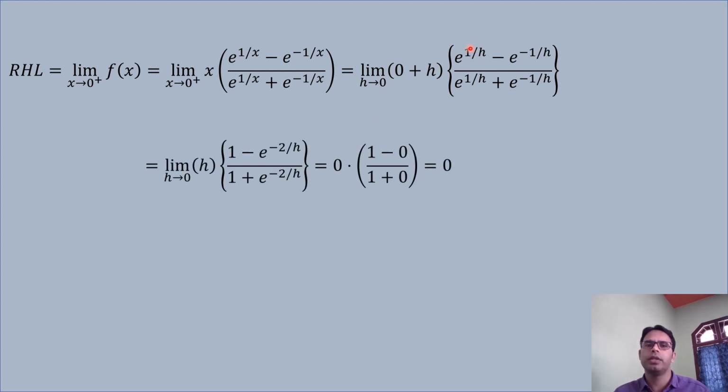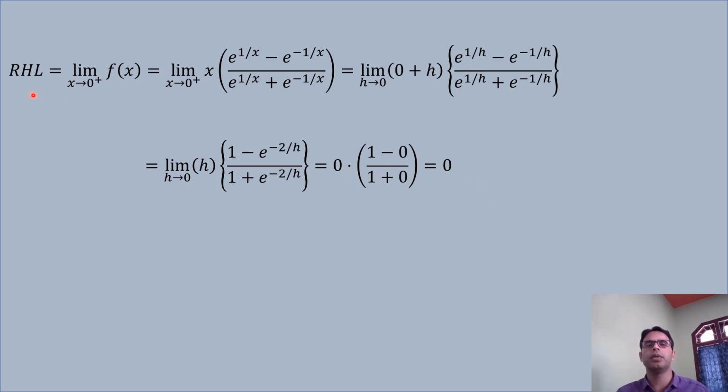So dividing by e to the power 1 by h, h is here, it will be (1 minus e to the power minus 2 by h) over (1 plus e to the power minus 2 by h). So e to the power minus 2 by h is 0 after using the limit. So 1 minus 0 divided by 1 plus 0, and 0 into this, so 0 into some number is equal to 0.